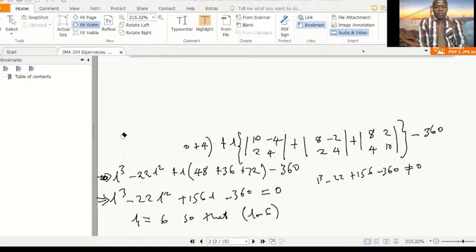So that means if we were to divide by lambda minus 6, we would get a quadratic equation: lambda squared minus 16 lambda plus 60. Now remember we had lambda 1 is 6. So we can now factorize this to get lambda minus 6 and lambda minus 10. Let's just factorize it together. So I'm getting lambda minus 6 and lambda minus 10.